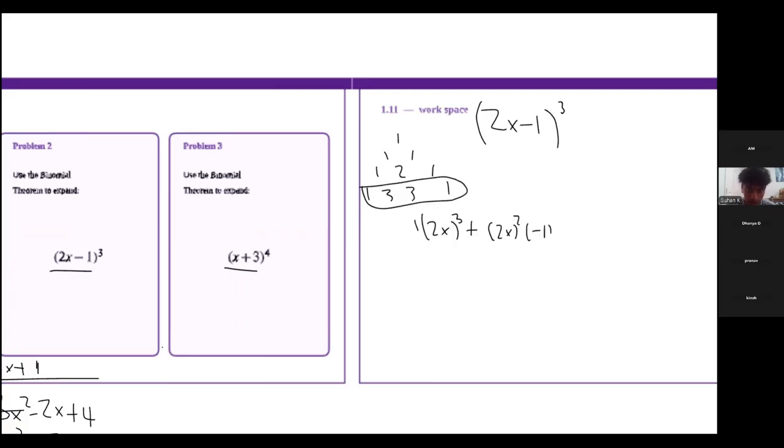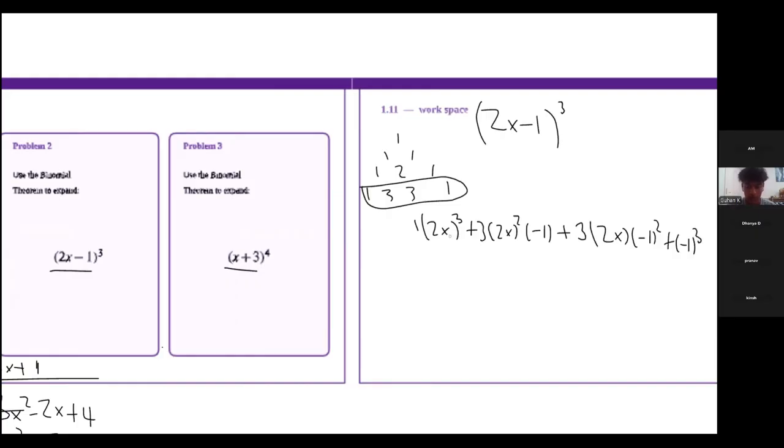And then remember the 3 in the front. We can't forget that. And then we're going to add 3 in the front. Again, these are from Pascal's triangle. And we have 2x, and then negative 1 squared, and then finally plus negative 1 cubed.